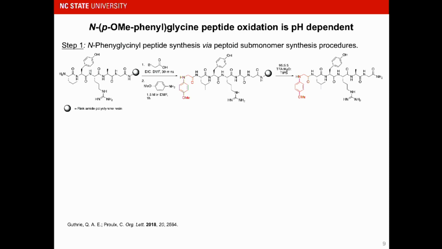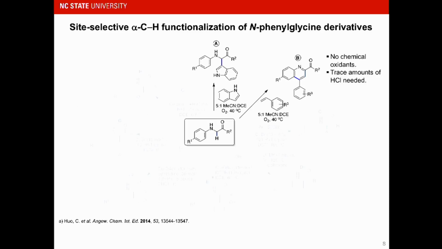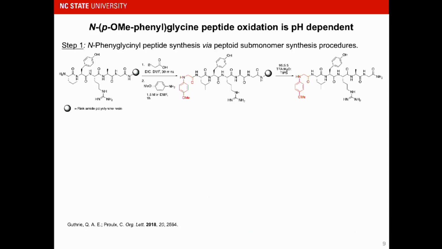I'll mention that we started with the paramethoxy substituted aniline simply because, if I go back a slide, most of this work has been done where R1 is equal to a methoxy group. A lot of the aniline-catalyzed work has also been done with paramethoxyaniline, so we started off with this substituent.